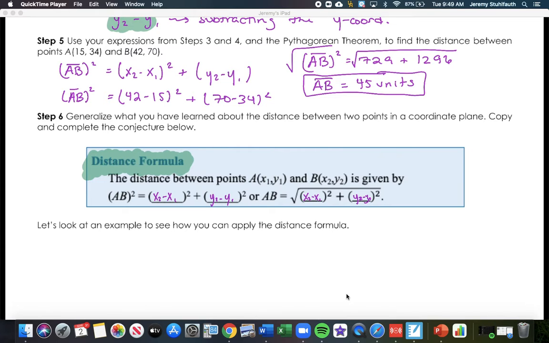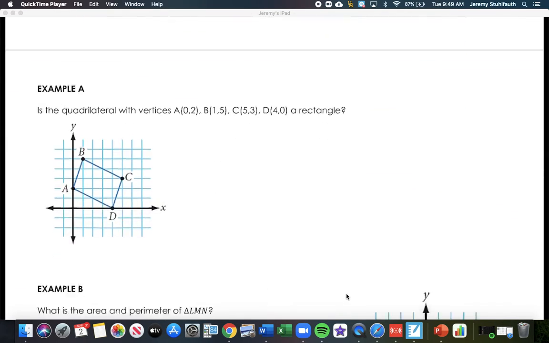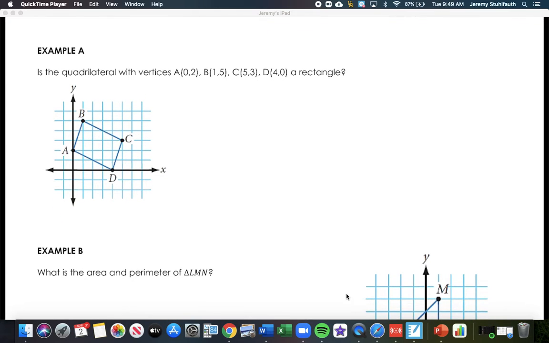So let's look at a few examples to see how we can apply the distance formula. We jump right away into a problem that's a little more than just asking what the distance between two points is. It asks us, is the quadrilateral with vertices A, B, C, and D a rectangle? We have the ordered pairs for these vertices, and we need to remember what a rectangle is. A rectangle is where opposite sides are congruent, and angles are 90 degrees.